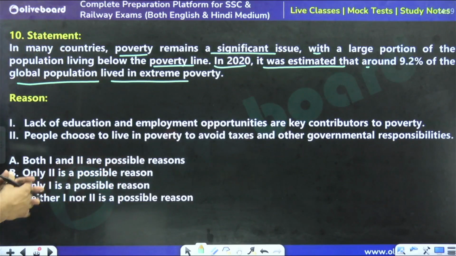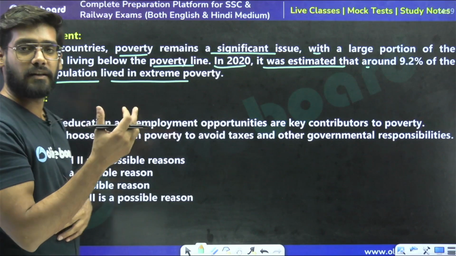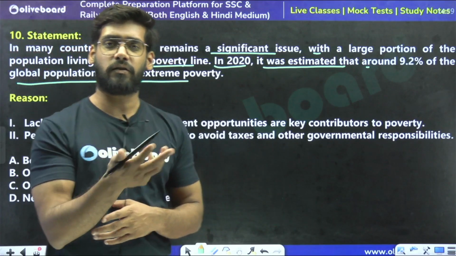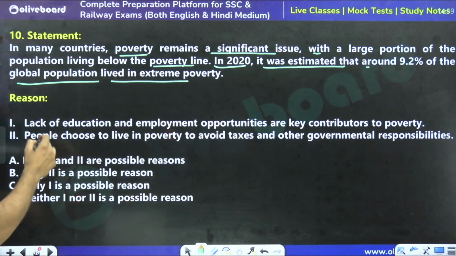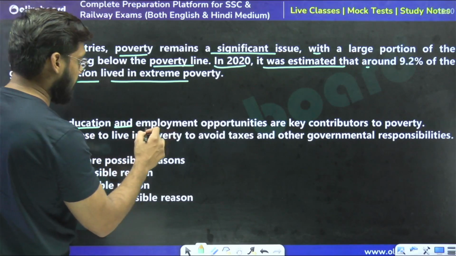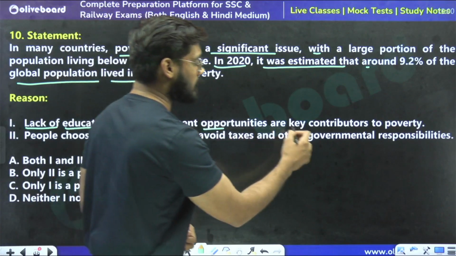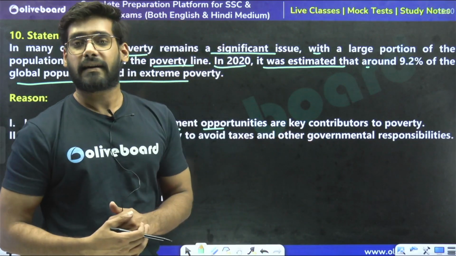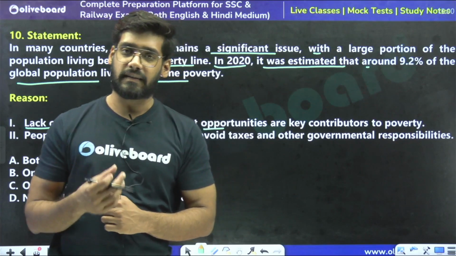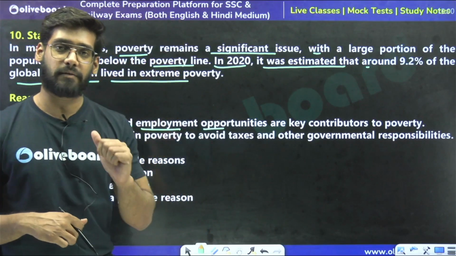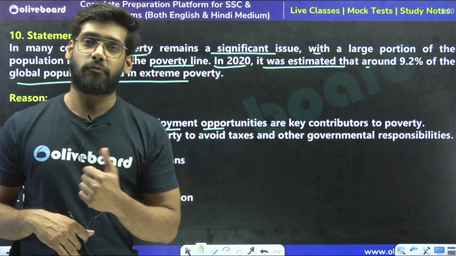Let's see the reasons. What can be the reason or conclusion we can get from this statement? Lack of education and employment opportunities are key contributors to poverty. Can we find this reason accurate for the given statement? What leads to poverty?